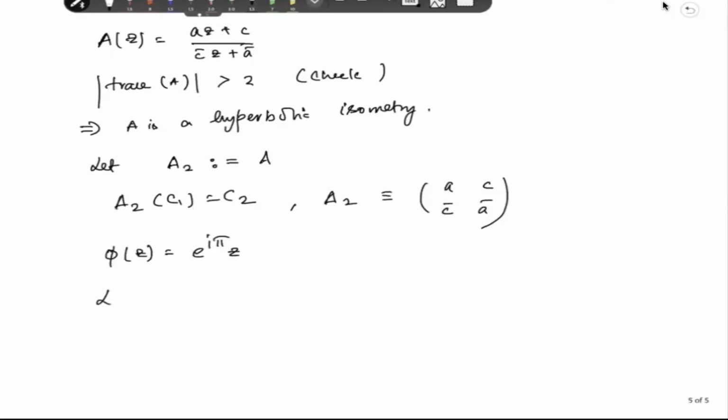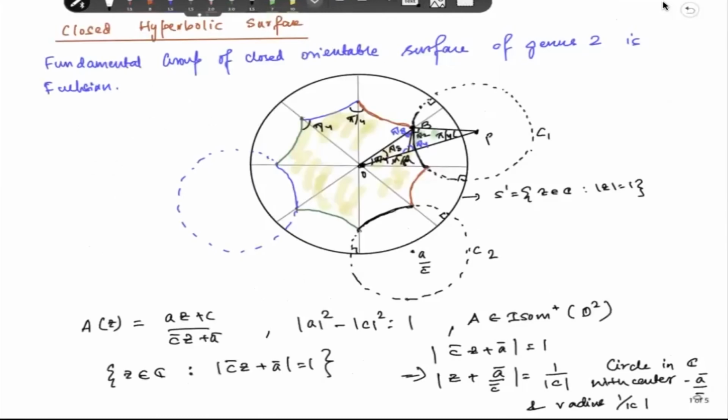And now let us take A1 to be defined as this conjugate of A2, so phi A2 phi inverse. Okay, so if I take this isometry A1, what this A1 will do is take this blue geodesic B1 to this blue geodesic B2.